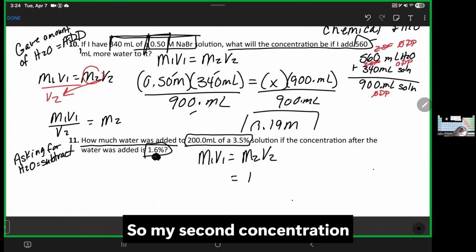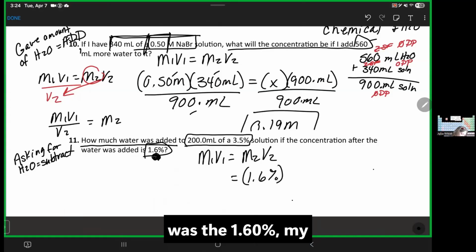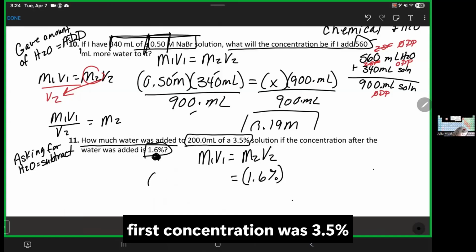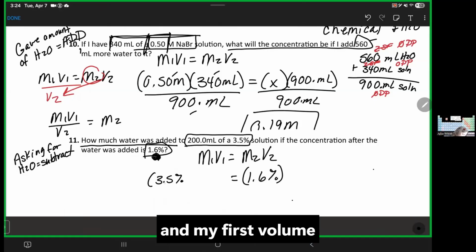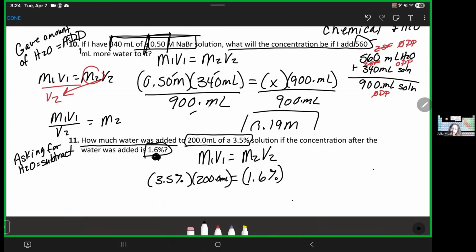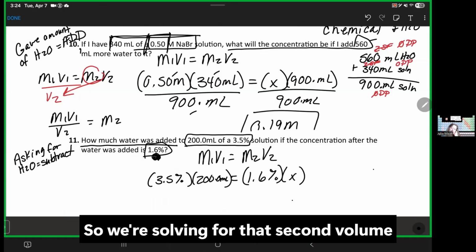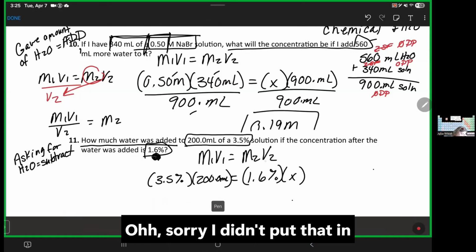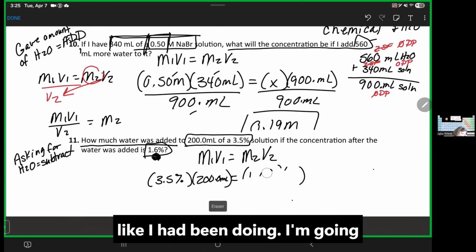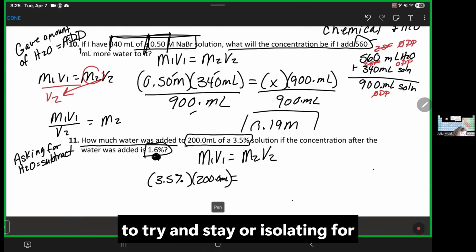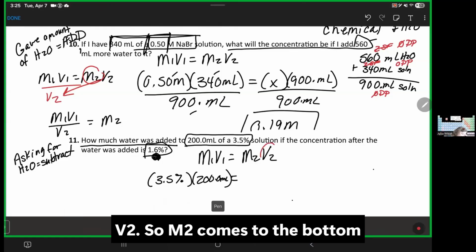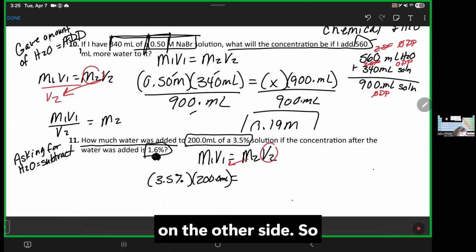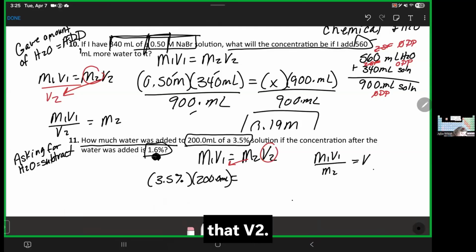So my second concentration was the 1.60%. My first concentration was 3.5%. And my first volume was 200 milliliters. So we're solving for that second volume. And that's typical when you're solving for water, solving for the second volume. Oh, sorry, I didn't put that in like I had been doing. I'm going to try and stay consistent. We're isolating for V2. So M2 comes to the bottom on the other side. So M1 V1 over M2 equals that V2.